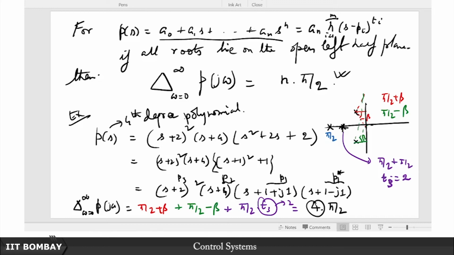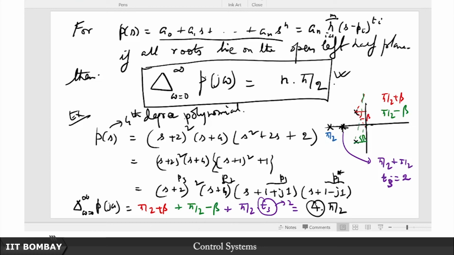So, I have not proved the latter part, by the way. I have shown you that if the polynomial's roots are on the left half plane, then this condition is true. But what I am not proving, but I am claiming, and it will take us too far afield, that is why I am not proving this, is that the reverse is also true. So, this is a necessary and sufficient condition.